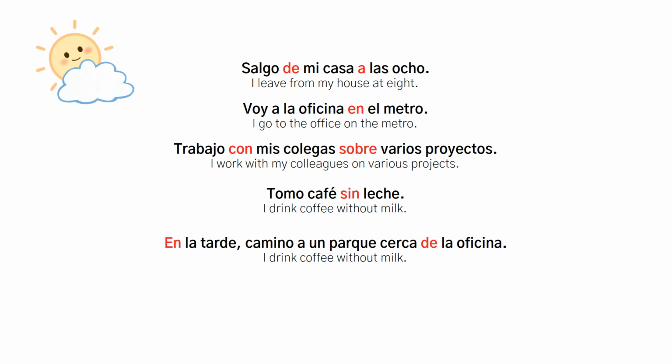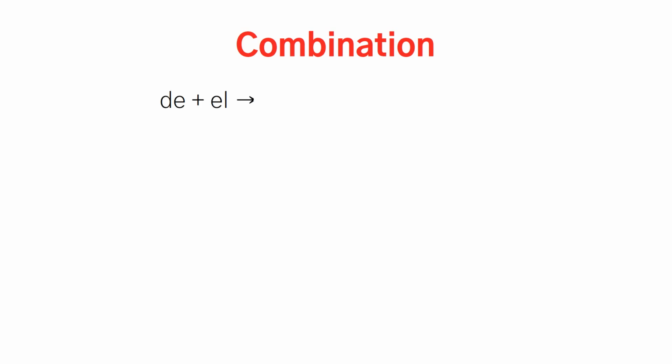Six prepositions, and suddenly you can narrate movement, location, possession, accompaniment, absence, and topics. You're not just naming nouns anymore, you're building relationships between ideas. Here's a useful pattern to notice. Many Spanish prepositions combine with articles in predictable ways. De plus el contracts to del.